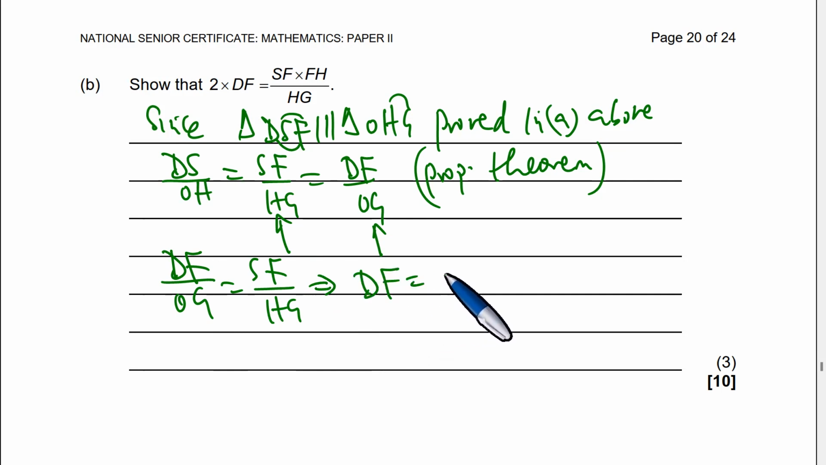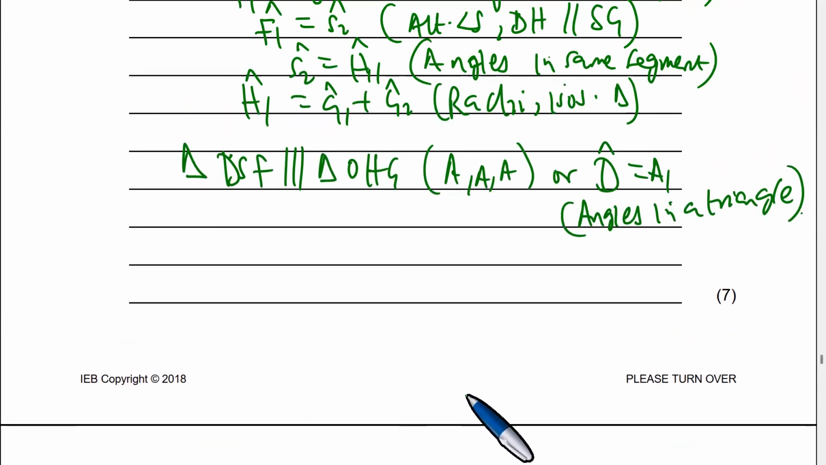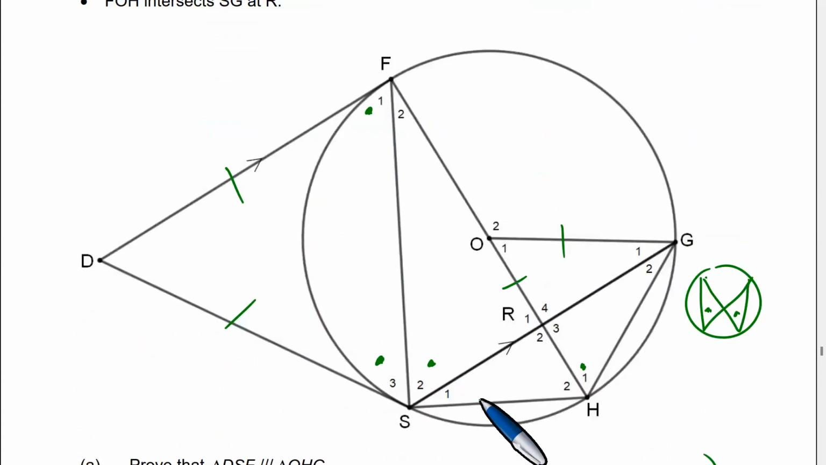Which is OG, SF over HG. Okay. Right, but what do we know? Let's look at FH. If you divide the diameter, FH is the same as the diameter. FH divided by 2 is going to give you OG, the radius.